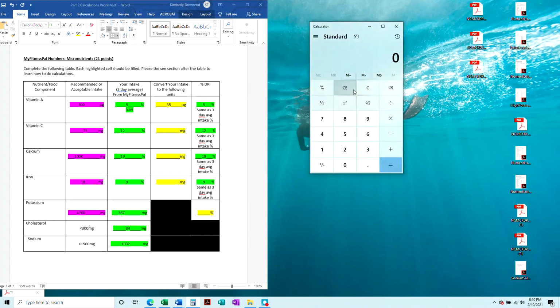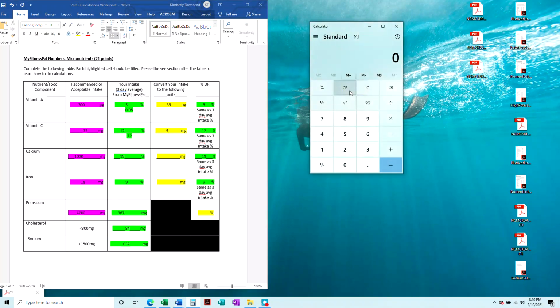Now the next one is 12%. So my decimal will be 0.12 because I'm moving it two places to the left. You can also take your number, if it's easier for you, you can do 12 divided by 100 as well. It'll get you the same place. And you're going to times that by your recommended intake. For mine, it's 75. So it would be 9 milligrams here.